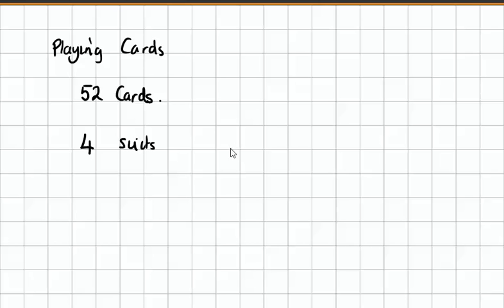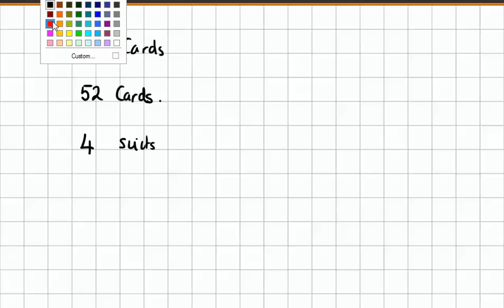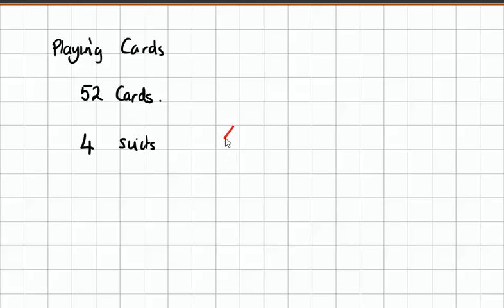Diamonds, hearts, which are red. Spades, which are black. Then we've got clubs. It's difficult trying to remember how to draw them. Spades are like an upside down heart. Then clubs are like a clover. These are called spades, these are called clubs, these are called diamonds, and these are called hearts.